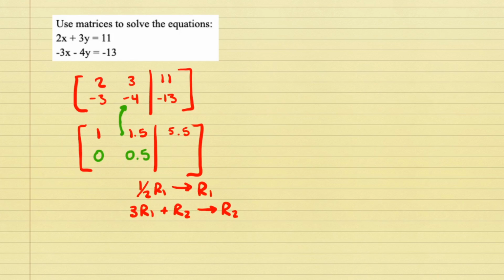Okay, we're going to keep going. 3 times this number and adding it to that number. So 5.5 times 3 is 16.5, and adding it to a negative 13 gives 3.5. That's the new row 2. Again, how I got this row: I am taking the new row 1 times 3 and adding it to row 2, the row 2 that was up above.